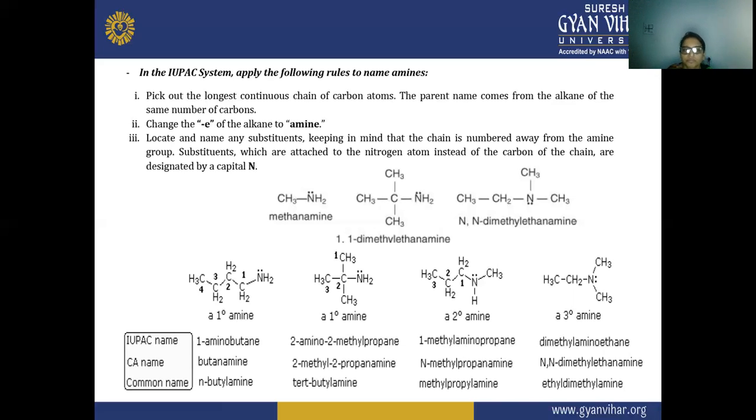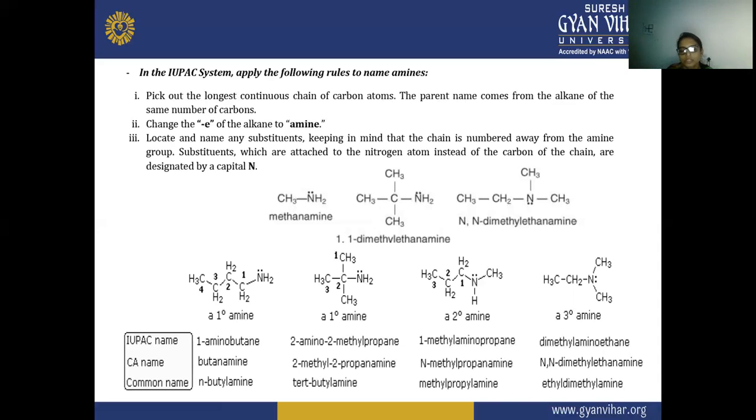And after that, if any other substituents are attached, then you have to number it away from the amine. And the substituents which are attached to your nitrogen atom, you have to just name or designate by a capital N.